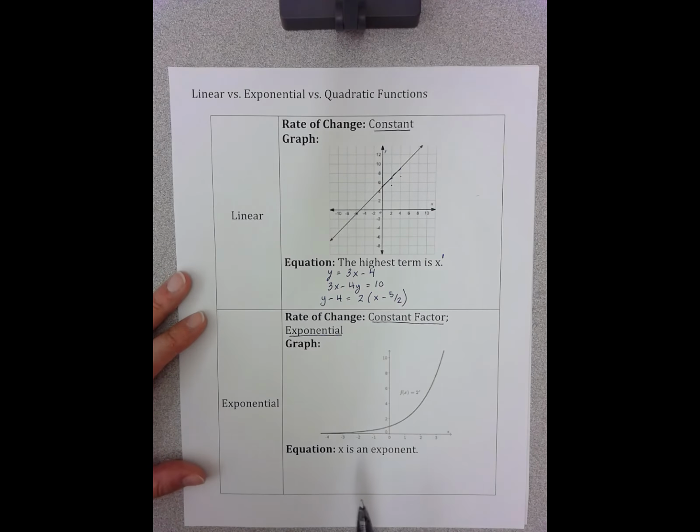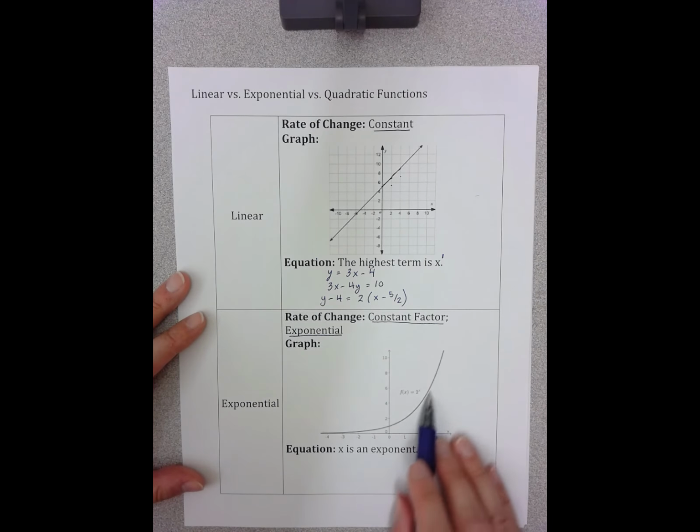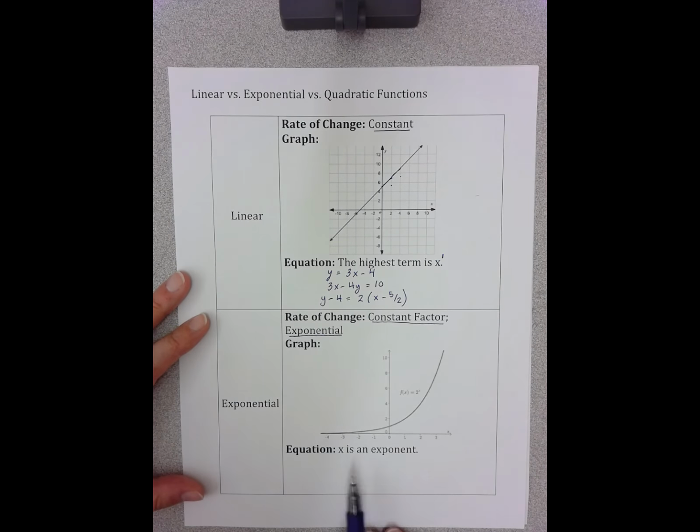For exponential equations, the graphs have this general shape. They flatten out someplace and then they continue getting higher and higher on the other side. For exponential, in the equation, x is an exponent. So that means I could have something like y equals 3 to the x, or I could have f of x equals 1/2 times 4 to the x. Either way, the x in the equation is an exponent.